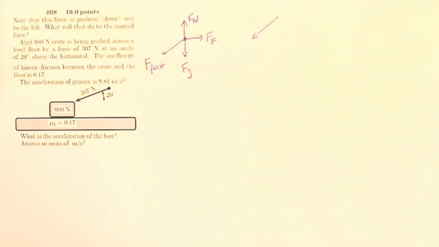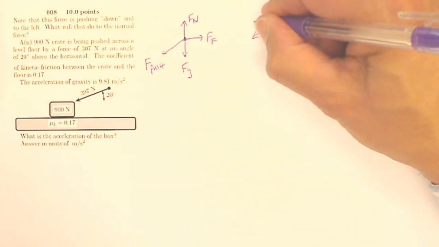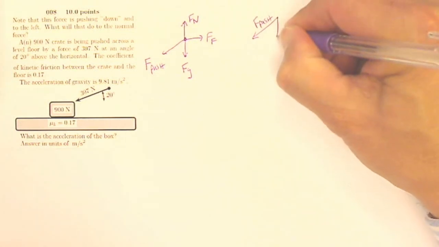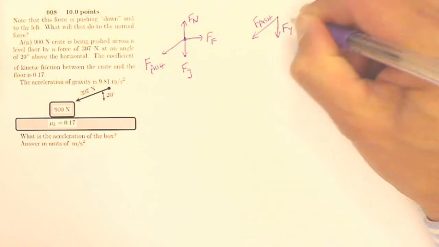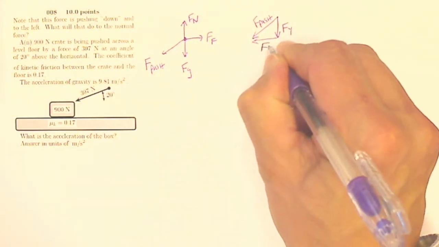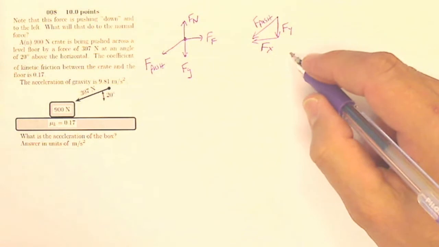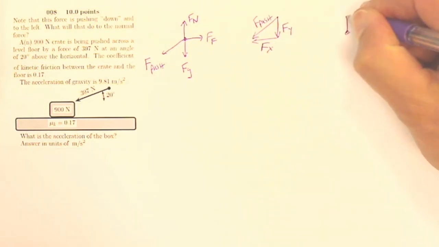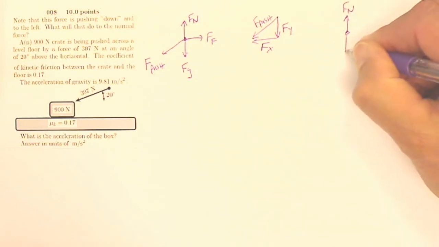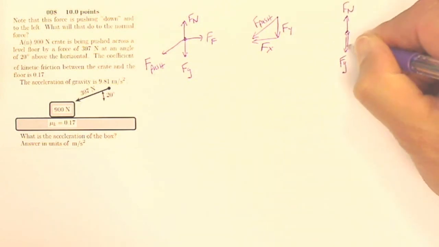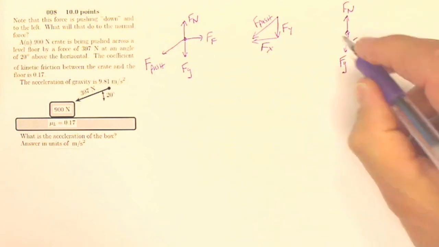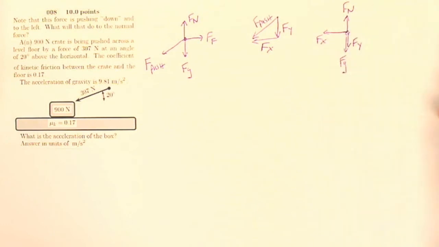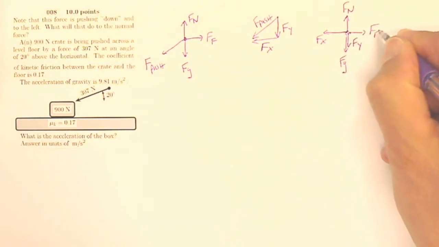It's down and to the left. That is 307 newtons, so that's my F push. And the F push will be the result of an Fy in the down direction and an Fx to the left. So now if I redraw my free body diagram with these components, instead of this push force, what I have is normal up. I have gravity down. I also have this Fy down, because it's down and to the left. I have Fx to the left, and I've got my friction to the right.